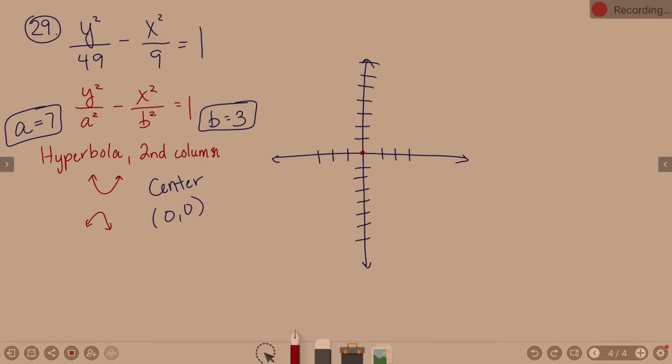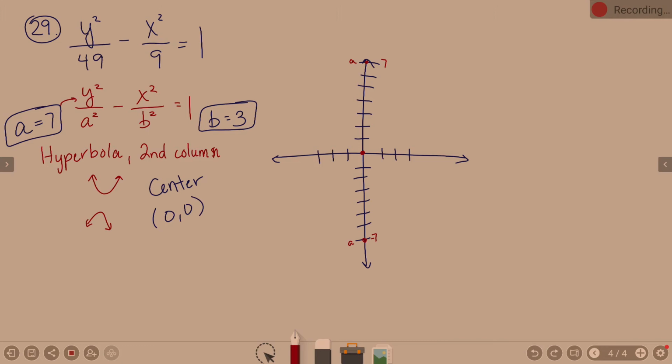Now, I like to count my A and my B out from the center. A is 7. How do I know which way to count 7? Do I count left and right 7, or do I count up and down 7? A values are under Y's. Which way do Y's go? Y's go up and down. So I'm going to count up and down 7 because this is under the Y value. I'm going to count up to 7 and down to 7. Those are my A values.